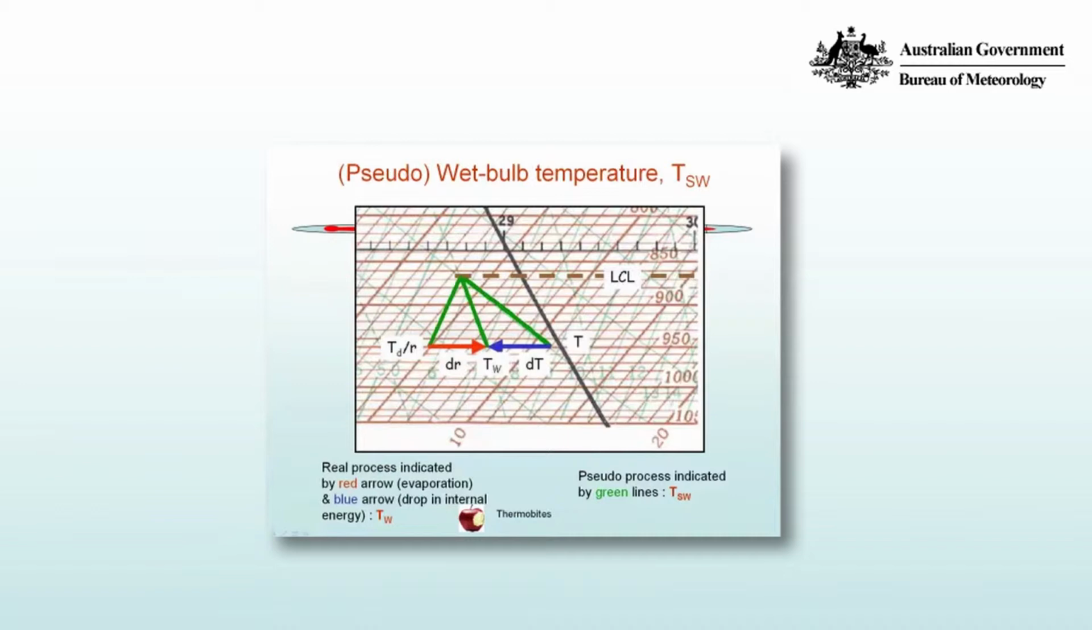We can also do this in a pseudo adiabatic sense using the green lines. So lift the parcel along a dry adiabat and an isopleth of mixing ratio until the two lines intersect. That is, we have condensation. The parcel reaches its lifting condensation level. Now lower the parcel along a saturated adiabat back to the original pressure, and we attain the value of wet bulb temperature.